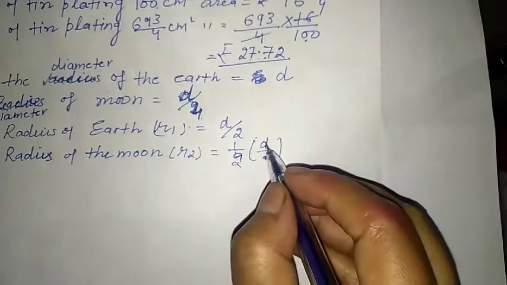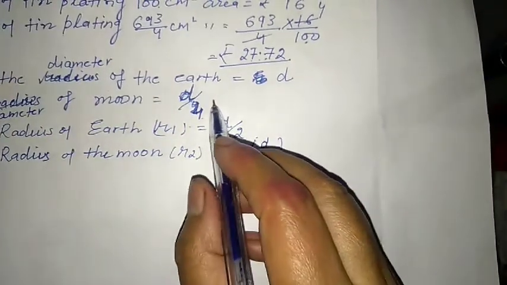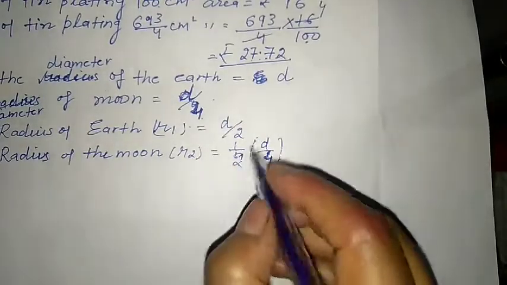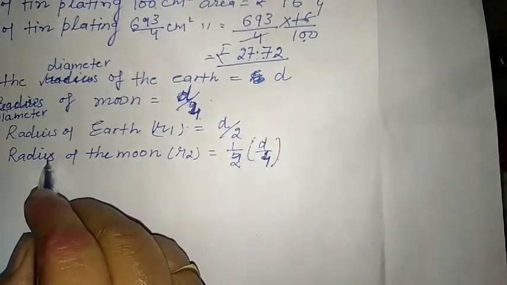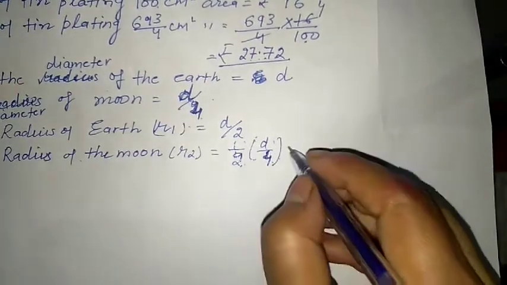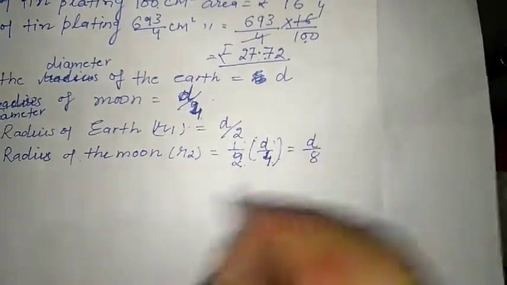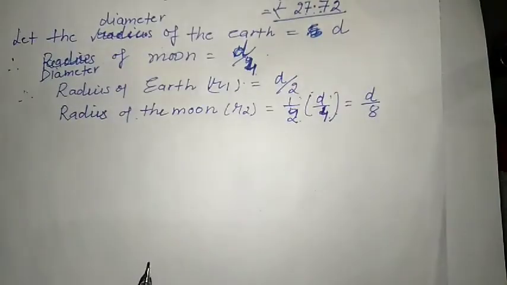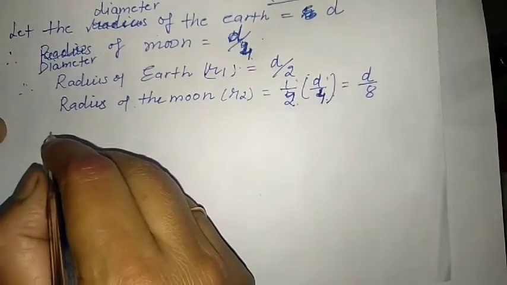So here we are having d/4, that is the diameter of the moon, and half of the diameter is called the radius. So radius of the moon is equal to half of d/4, that is equal to d/8. This we got. Now we'll find the surface area.